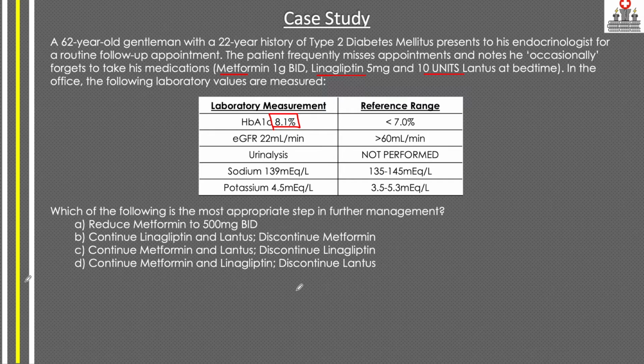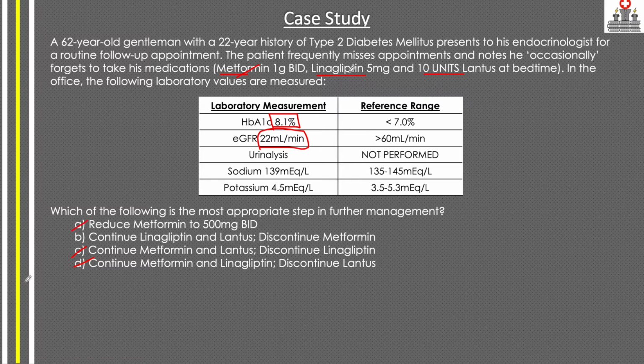So it's important to remember that the eGFR here is less than 30, and therefore metformin is contraindicated less than 30. Remember, if it's between 30 to 44, we reduce the dosage. If it's above 45, we're not concerned. So definitely want to discontinue metformin. So anything that says continue it, let us cross out. As well, we're not reducing the dosage. We want to discontinue it outright.